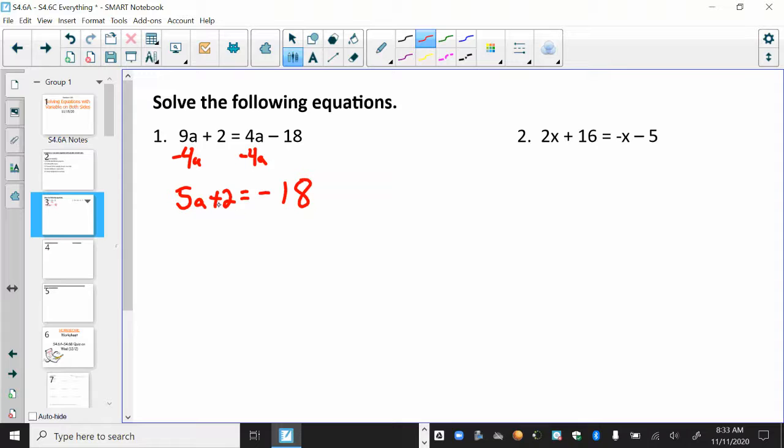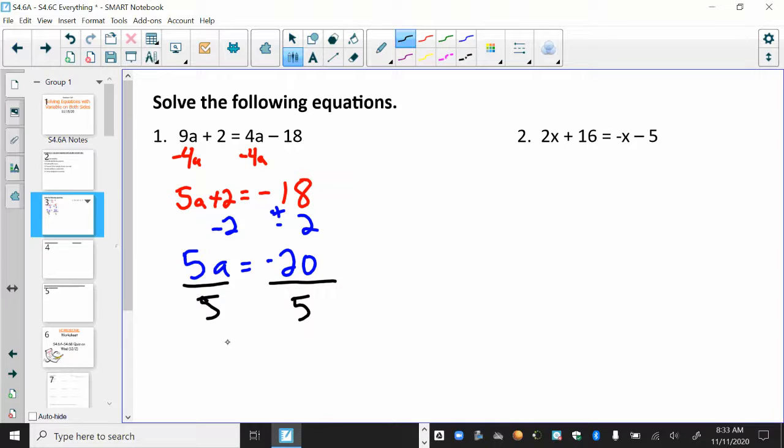Then step 4, we want to undo addition or subtraction. So I'm going to go back to the side where my variable is. I'm going to look at the other term. I have plus 2, so I'm going to do the opposite, minus 2, and minus 2. We know how to do this. We've done this a bunch, and bring it down. 5a equals negative 18 plus negative 2 makes negative 20. Right? Last step is I'm going to undo multiplication and division. Divide by 5 leaves me a equals negative 4.